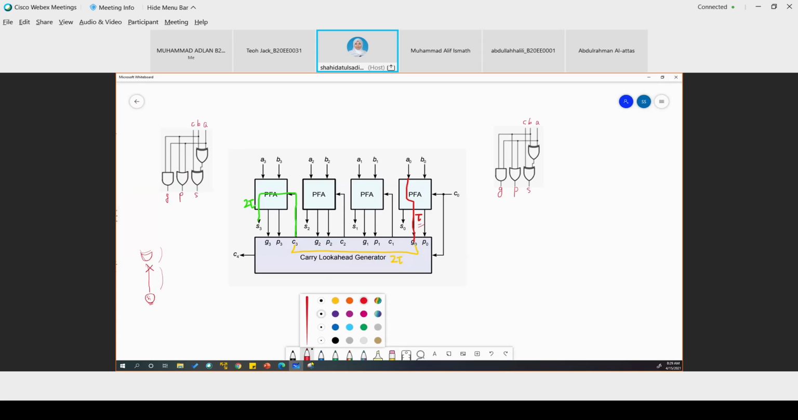So the tau, sorry, I keep saying T. So the tau here is coming from A to G. So it's going through one AND, so that's why we got tau. And this one, carry look ahead generator here.